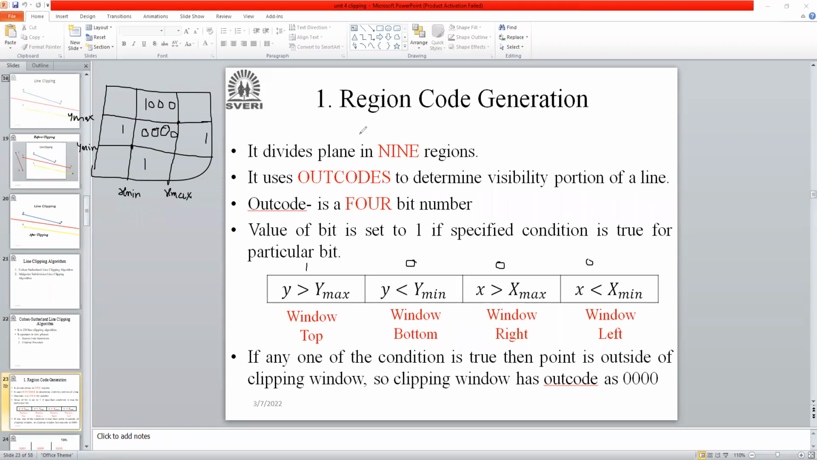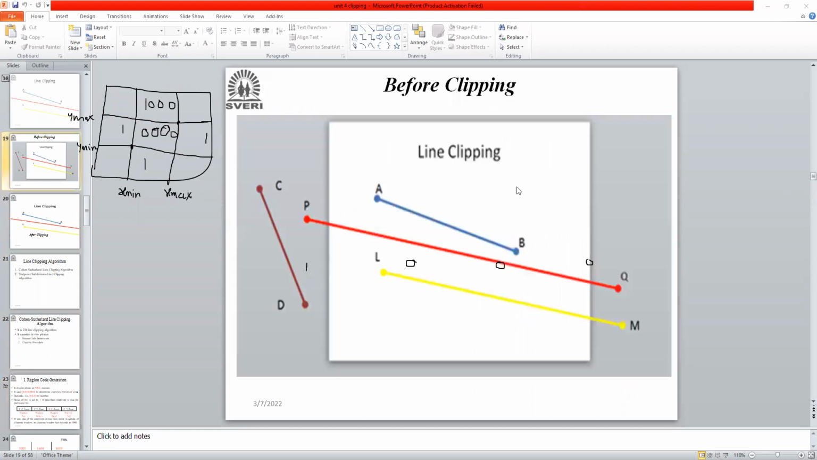See, what we have to do is, in the earlier example, I will show you. Okay. So in this example, what we were observing, this white rectangle is considered as your clipping window. And then we are going to reject the portion which is outside the window, right?